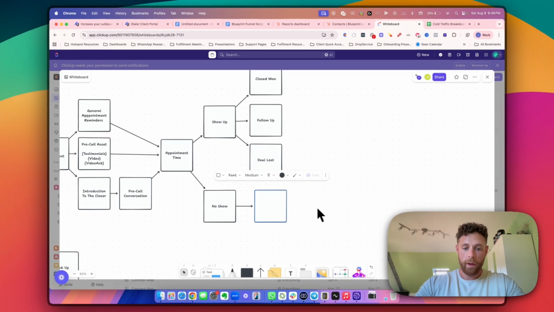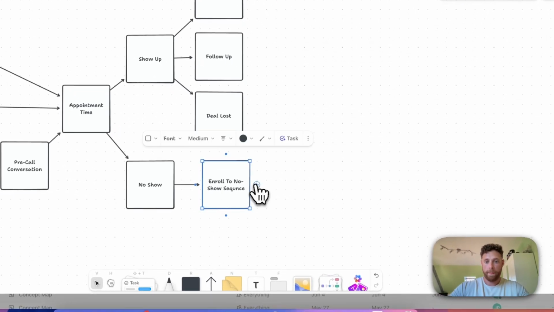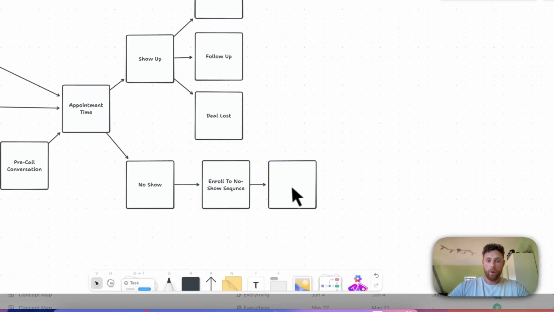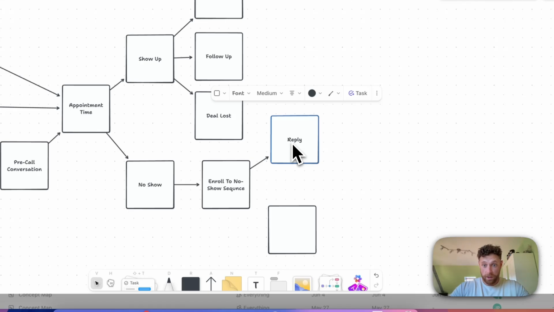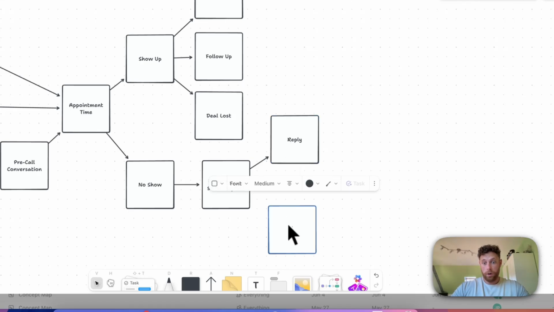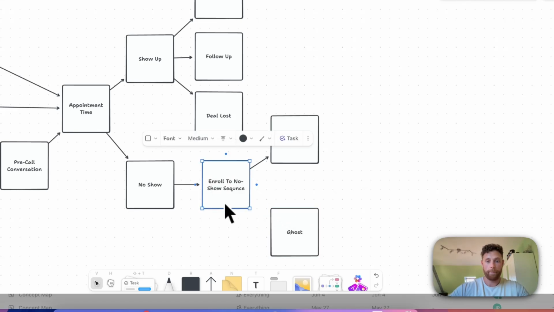So enroll to no-show sequence. Let's not overcomplicate this, okay? So then there's one of two things that can happen here. They can either reply or ghost, all right? Maybe they just don't respond to anything else that we have sent them, okay? So they reply or they ghost.